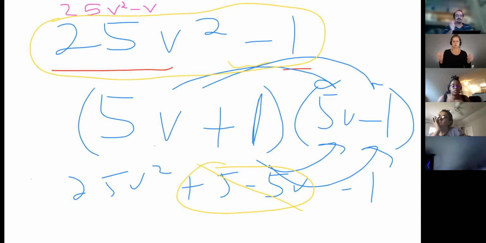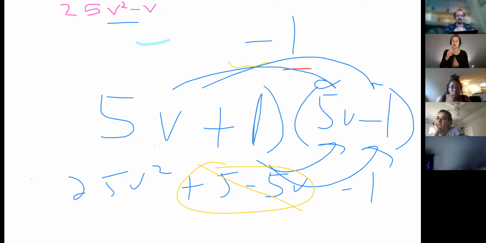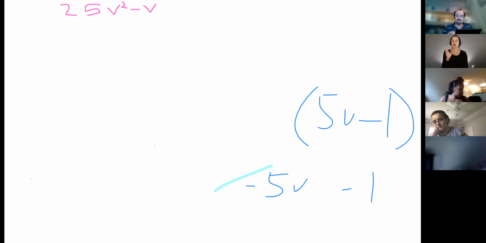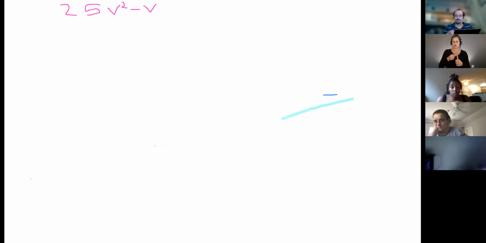But if we look at something like 25v squared minus v, this is why we say the first step is always to look for that GCF. So if we see something like this, 25v squared minus v, what do they have in common? We have v as a GCF.